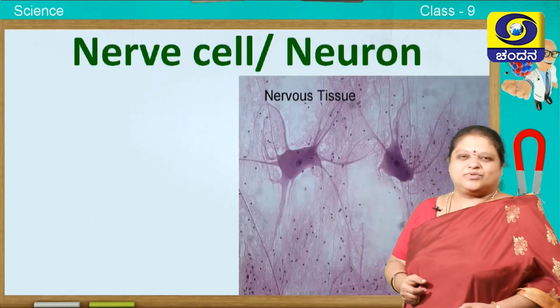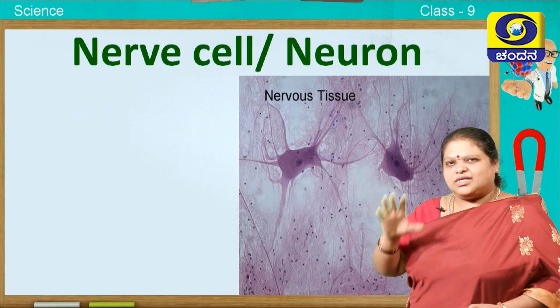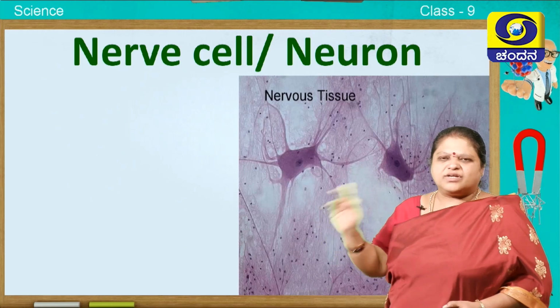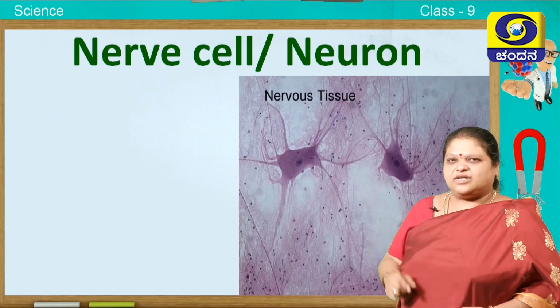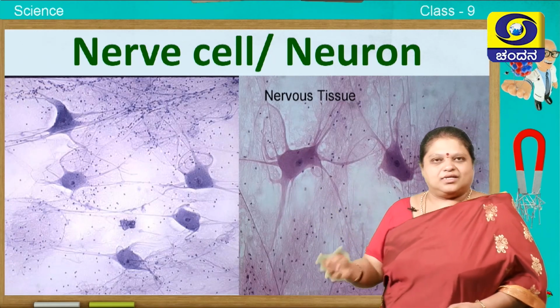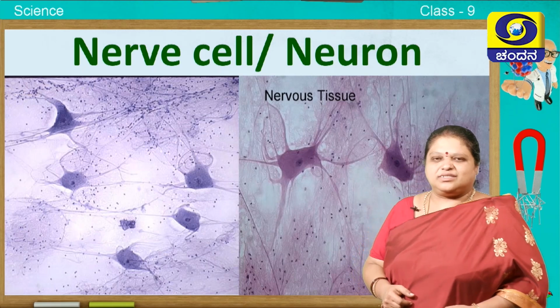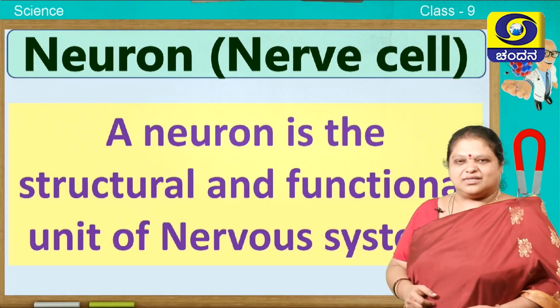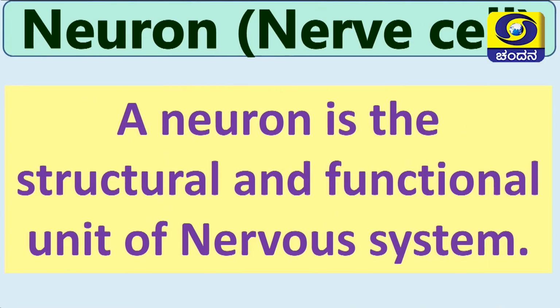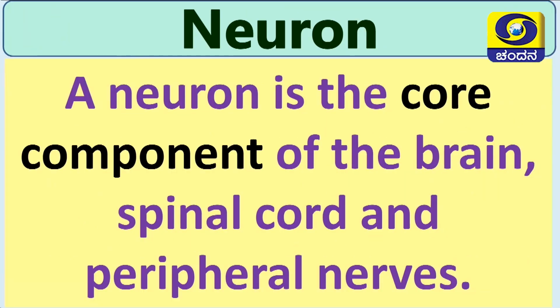Next we will come to the nervous tissue. All the nervous tissue like the brain, spinal cord, nerves, everything is made up of a structural and functional unit, that is the neuron. It is also called as nerve cell. So what are these neurons or the nerve cells? A neuron is the structural and functional unit of nervous tissue. So a neuron is the core component of the brain, spinal cord and peripheral nerves, etc.